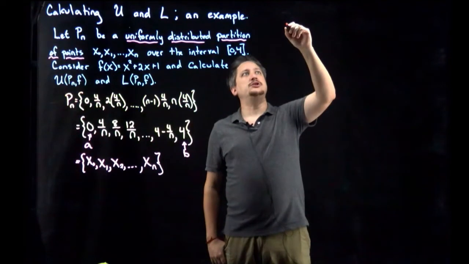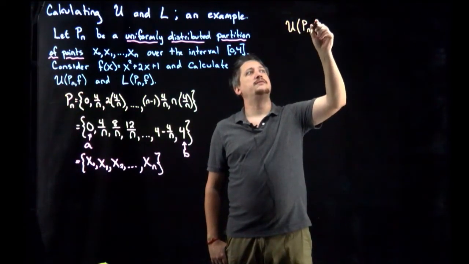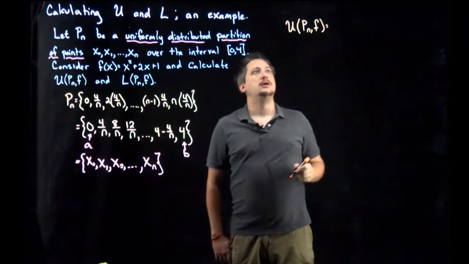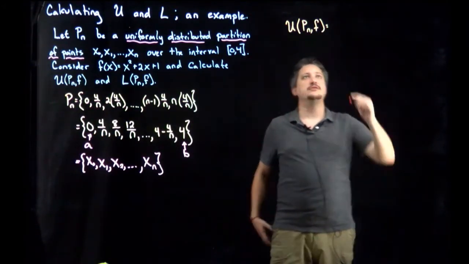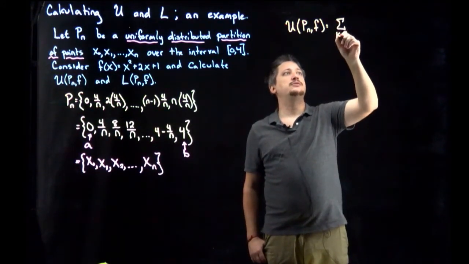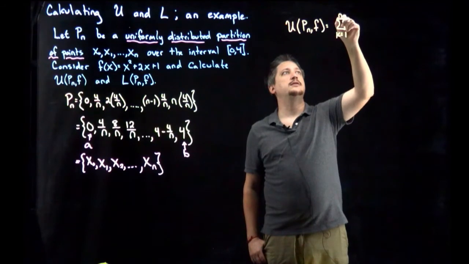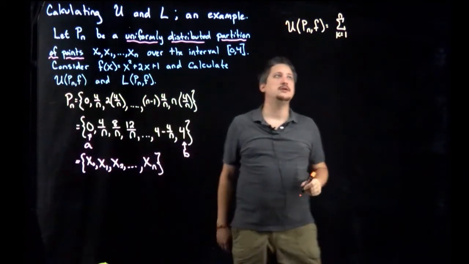So if I'm going to calculate U of Pn f, well, I know what this is just from the definition, right? So this is the sum of k from 1 to n, because there are n rectangles. That's what we were discussing before.